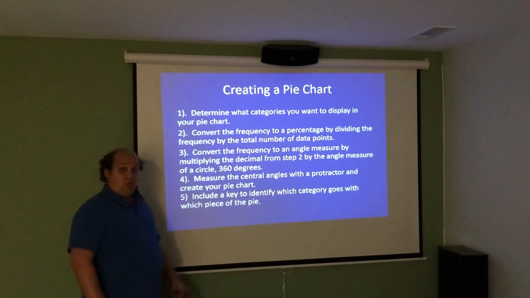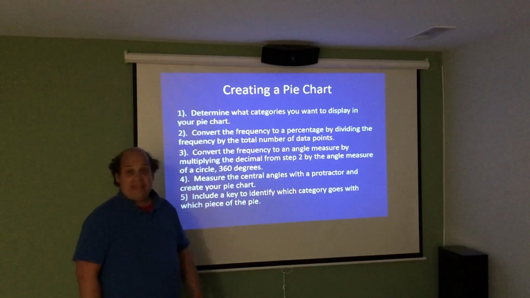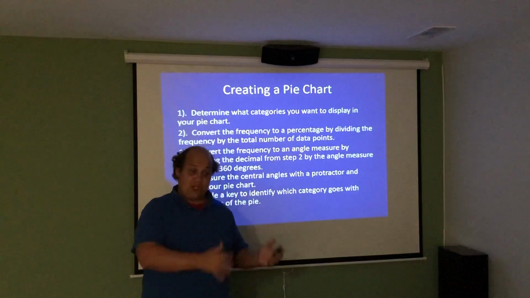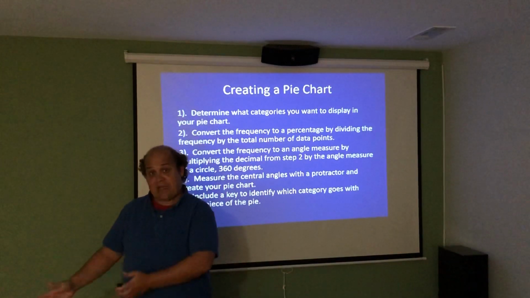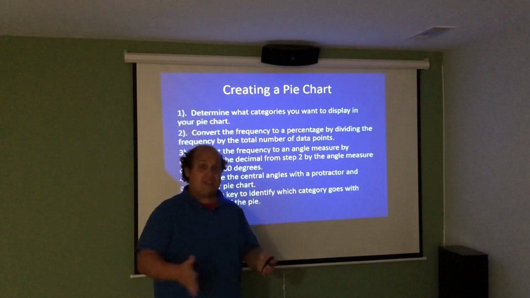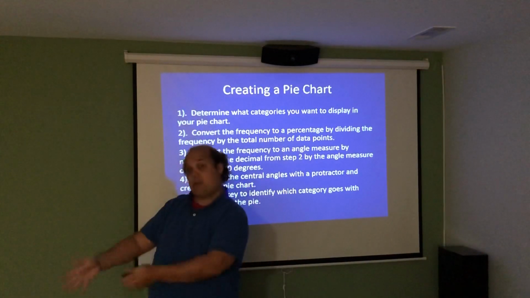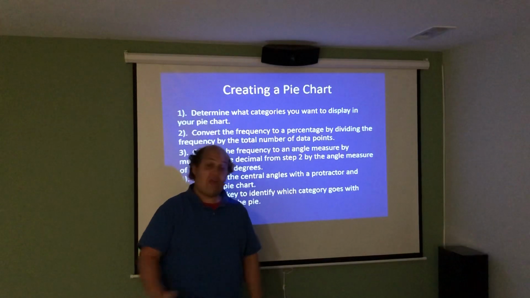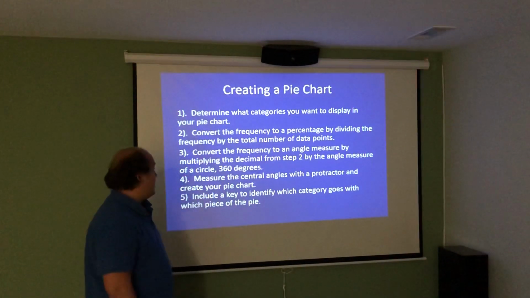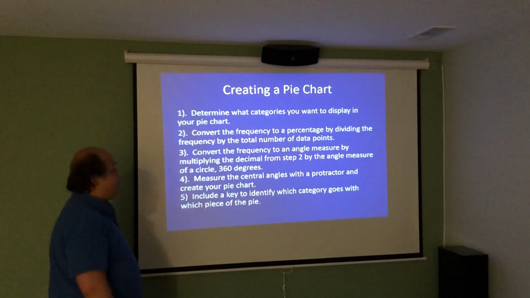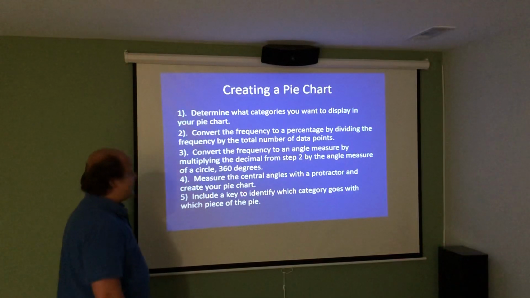Pie charts, when we create them, basically we need to have qualitative data, which means we can just put people into the box that they belong, or experimental units into the box that they belong, and say this person belongs to this category, this person belongs to that category, but don't have a naturally occurring numerical scale. So the first thing that we're going to do is determine what categories we want to display.